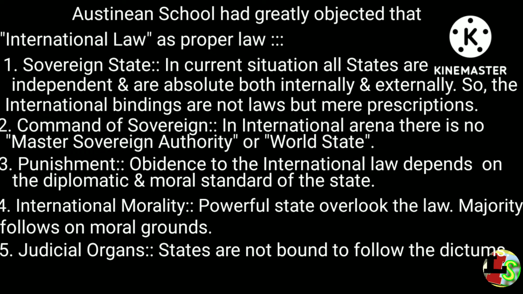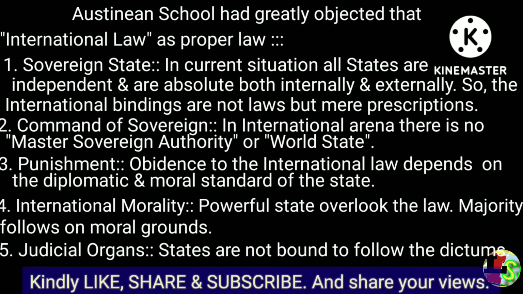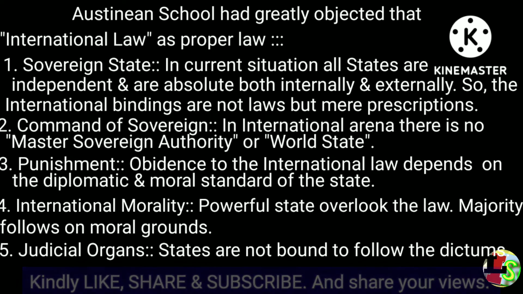2. Command of the sovereign. The analytical school described law as the command of the sovereign authority. But in the international arena, all nation states are sovereign and there is no master sovereign authority to command the state. So without a world state, there is no international law. 3. Punishment. To the Austinian school, people obey law because they fear physical punishment. In case of international law, there is no such scope. Obedience to international law depends on the diplomatic and moral standard of the nation state.